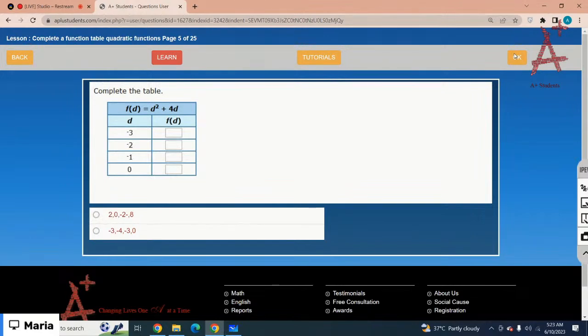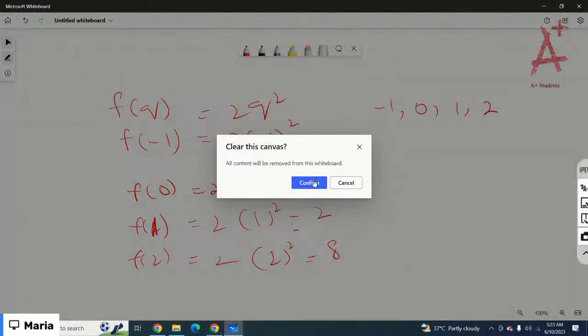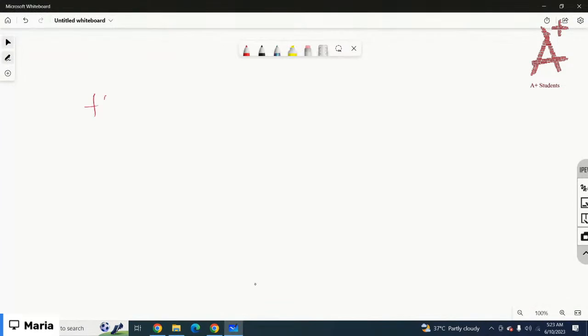Okay, complete the table. So you have to complete the table. The function is f of d equals d square plus 4d. Let's just do it on board. f of d equals d square plus 4d. And the values are negative 3, negative 2, negative 1 and 0. So let's just replace the values.